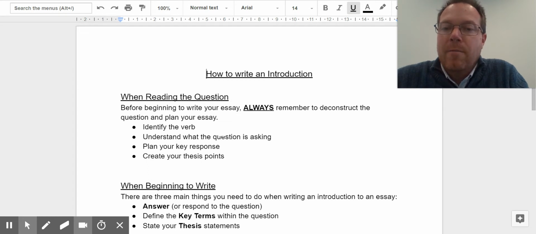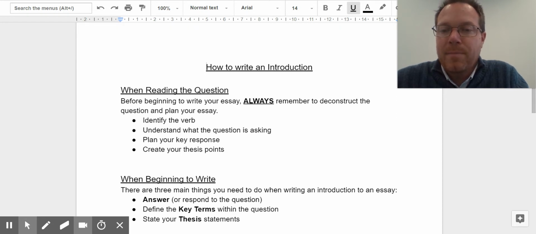So in order to do that, when you read the question, identify what is the verb. The verb's things like discussion, evaluation. It's essentially saying, what is this essay asking you to do? Often students write great essays, but they don't actually do what the question asks. Then the second thing is understanding what the actual question is asking. So what's the content that you need to provide to answer that question?